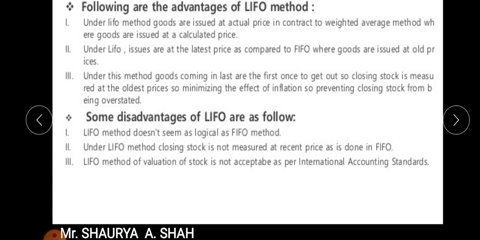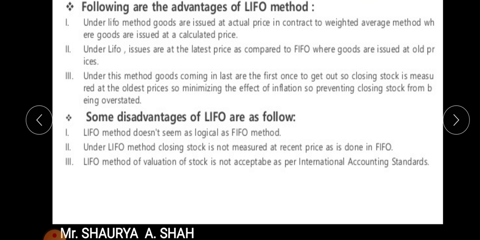Here the last purchase, whatever is made. For example, today is 28th of July, I made a purchase on 18th of July, I made a purchase on 16th of July, and I made a purchase on 20th July also, right? So tomorrow if I am producing, which material will I use first? Definitely the material which I purchased on 20 July, because we are in LIFO, right?